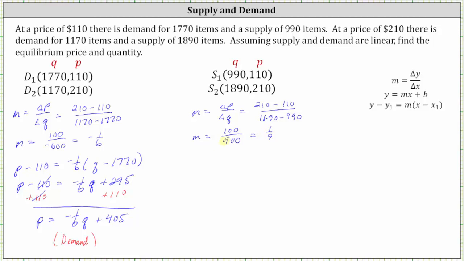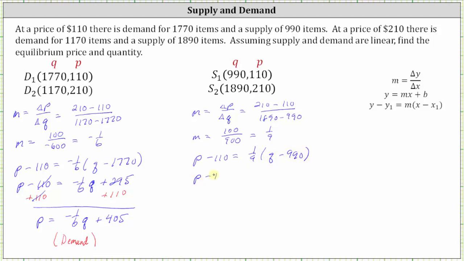And now let's find the equation again in point slope form and then solve for p. And again, let's use the first point. We have p minus 110 equals m, which is 1/9, times the quantity Q minus 990.